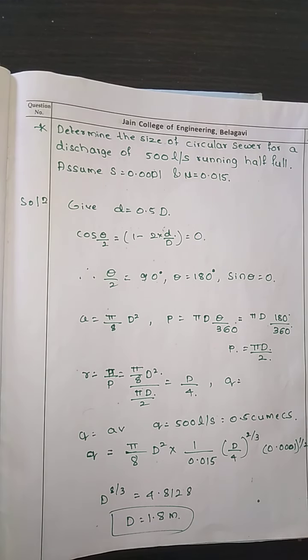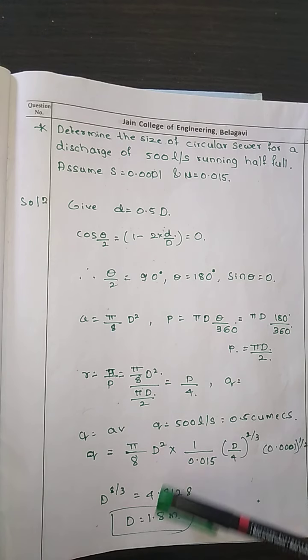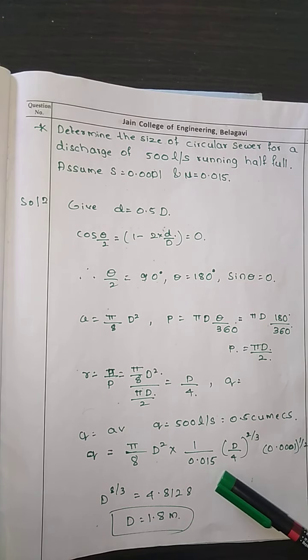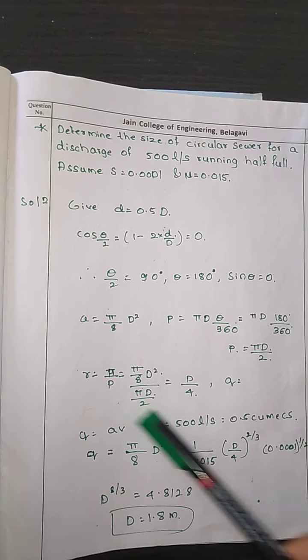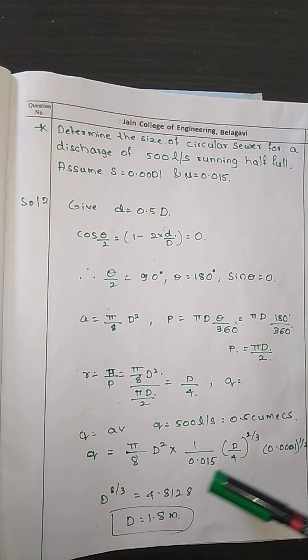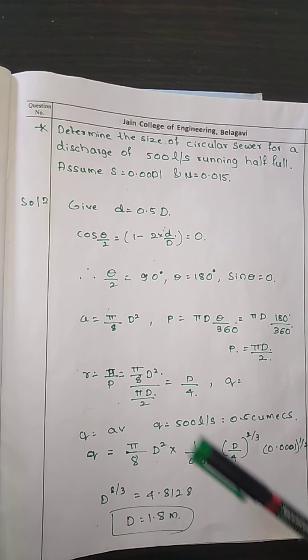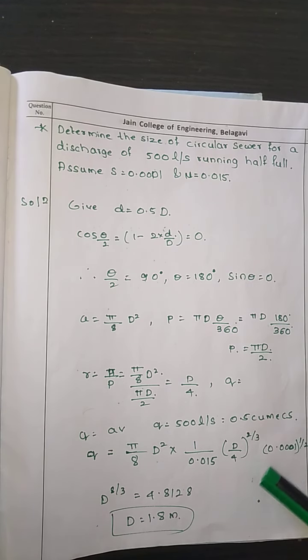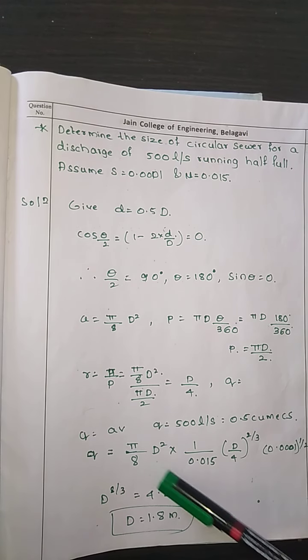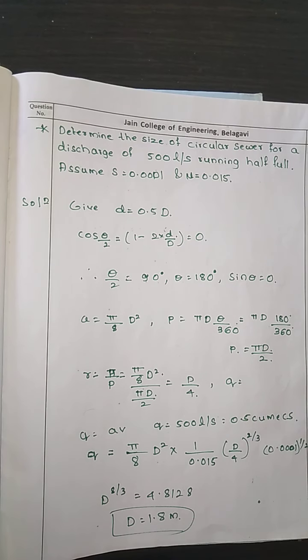So we are going to substitute pi by 8 into D square, into 1 by 0.015, that is Q is equal to AV. A value we have substituted, and V is 1 by n, that is the n value, and R value is D by 4 raised to 2 by 3, S is 0.0001 raised to 1 by 2. After simplifying it, we are going to get D as 1.8 meter. So these are the different problems on the design of a sewer.